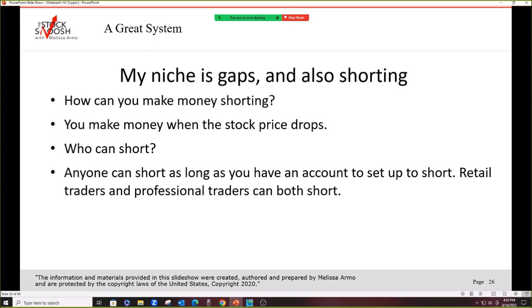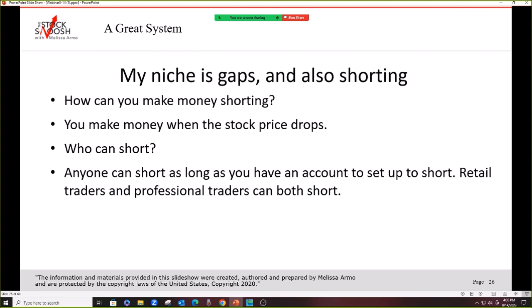Now, who can short? Anybody can short. You can buy a put. You don't have to have a margin account to buy a put. You have to have an options account, and you can have a cash account, or you can have a margin account as an options account. But anybody can buy a put, which is basically shorting in an option.